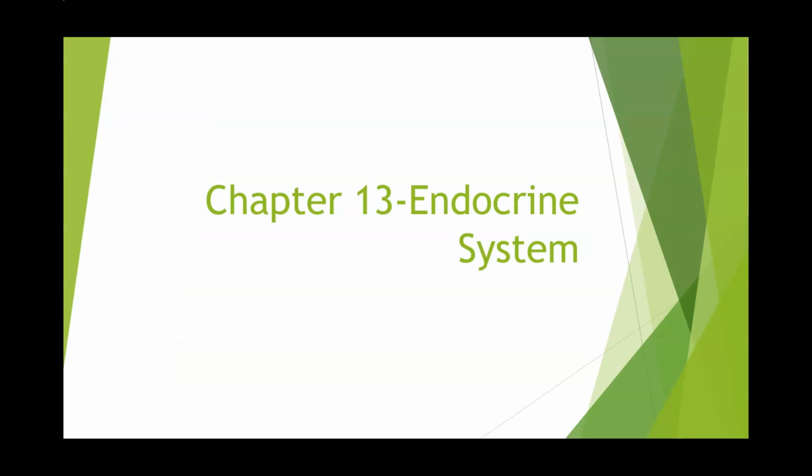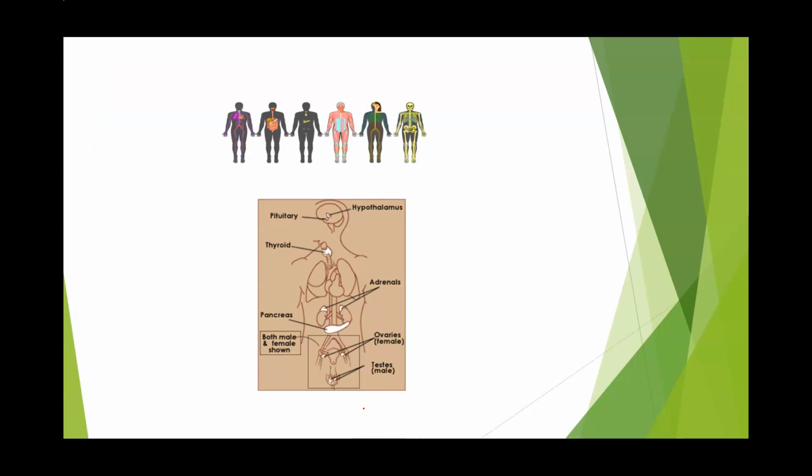Hello, we're going to talk about Chapter 13, the endocrine system today. And here are the different glands that are involved with the endocrine system. Okay, notice that they are all over the human body. We've got a few in our brain, in our neck, all the way down.